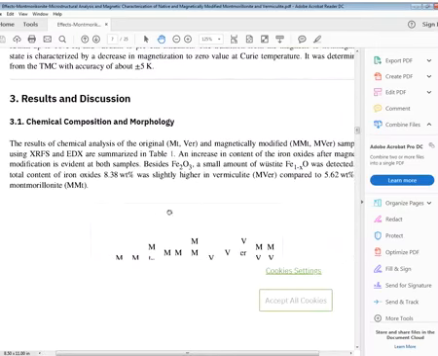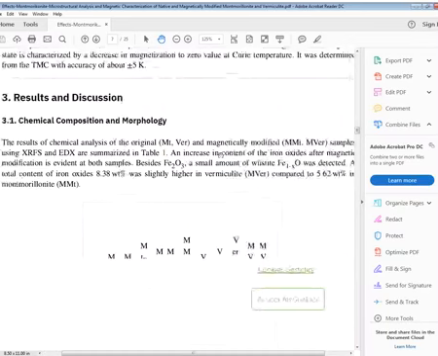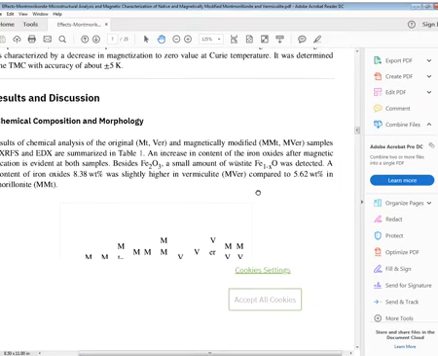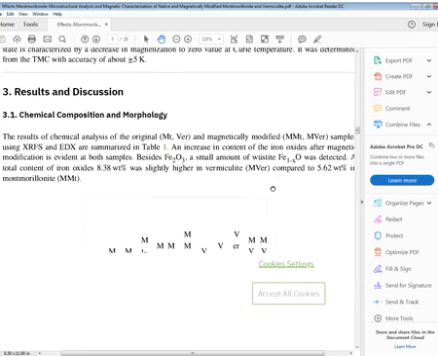The results of chemical analysis of the original MMT and magnetically modified MMT samples using XRF and EDX are summarized in the table. An increase in the content of iron oxide after magnetic modification is evident in both samples. Besides Fe2O3, a small amount of FeO was detected. A total iron oxide content of 8.38% was slightly higher in vermiculite.